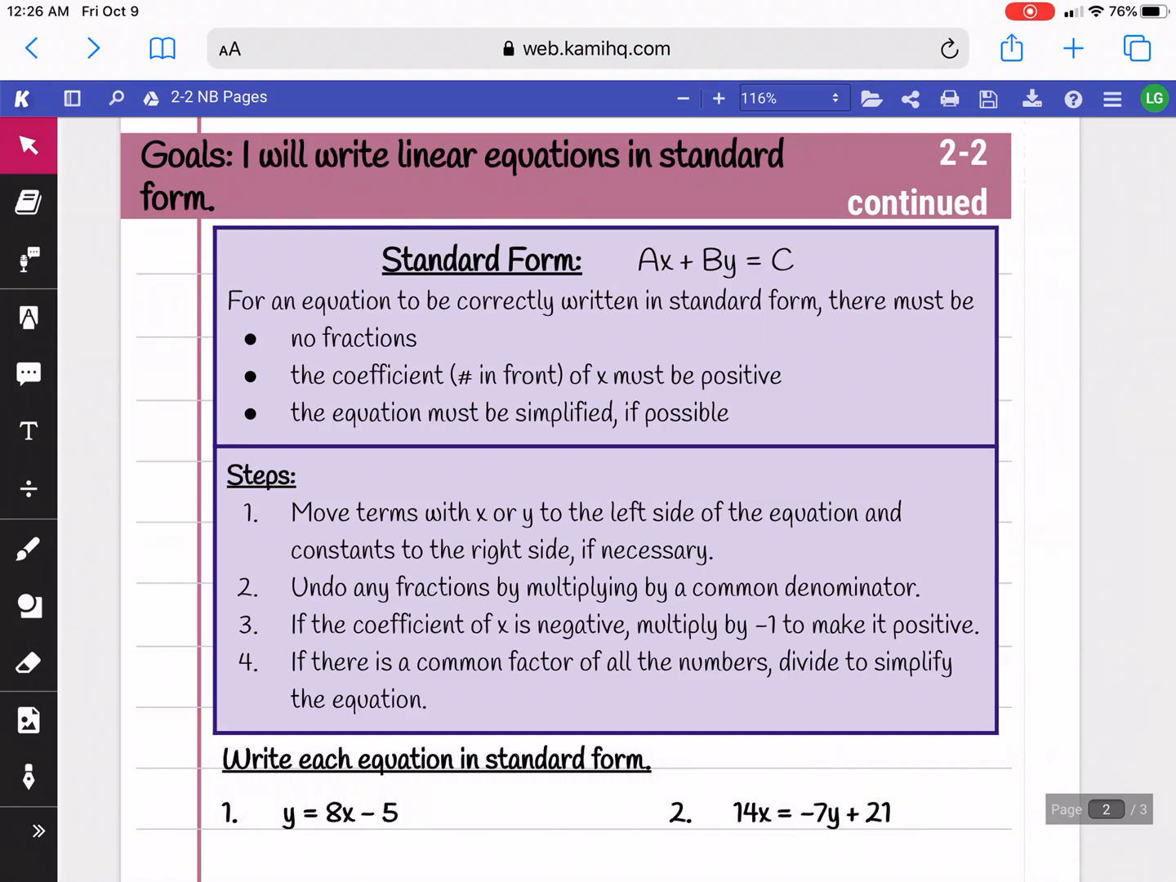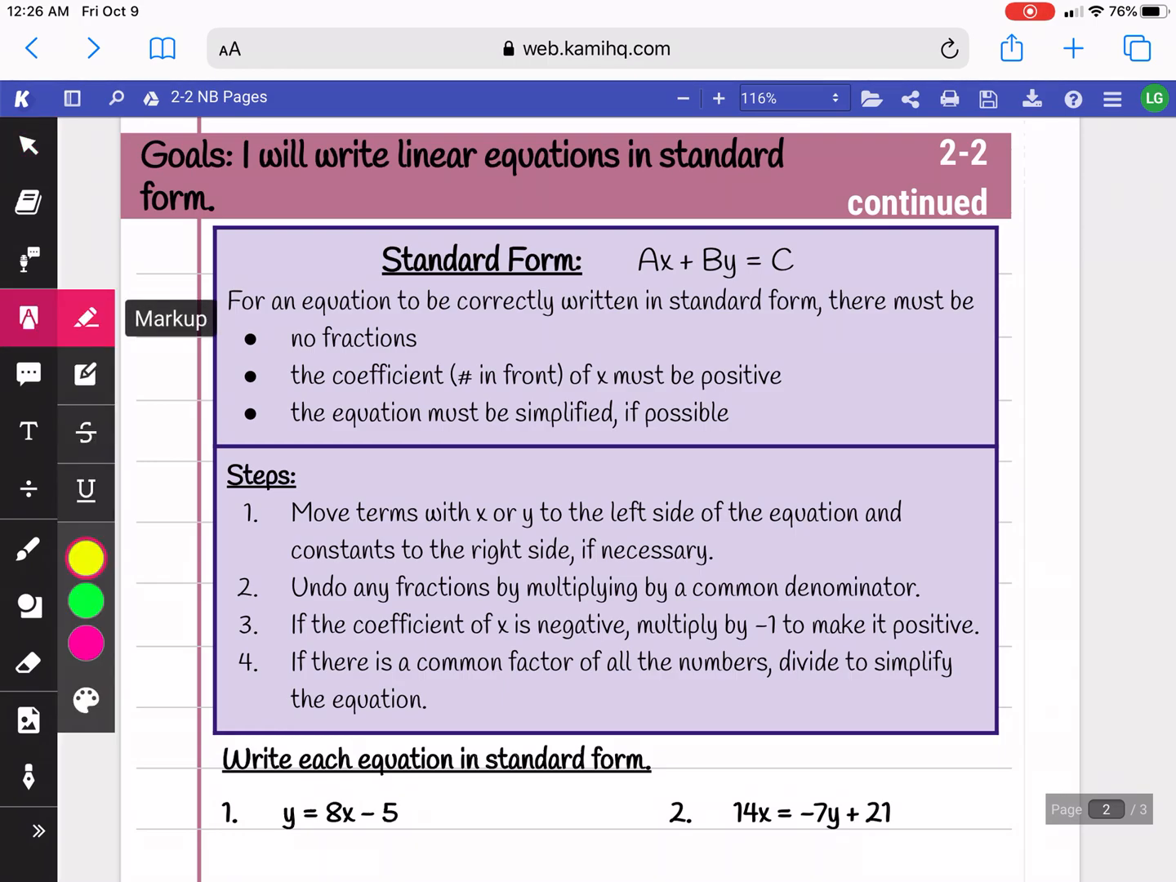We're going to continue with topic 2.2. Now we're going to be converting linear equations to standard form. Standard form is when you have your equation written ax plus by equals c. A, b, and c are just numbers or integers that are in that equation.